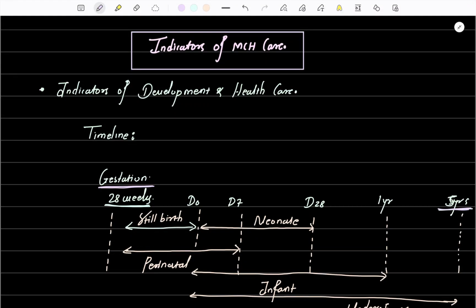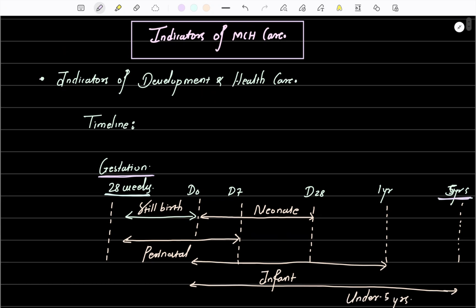In today's video, I will be explaining indicators of maternal and child health care. These indicators are super useful, especially if you are a medical or public health student preparing for exams, or just trying to understand maternal and child health care better. So let's get started and go through each point one by one.